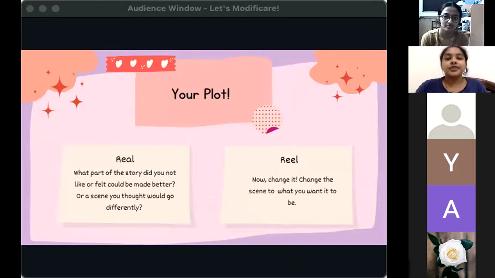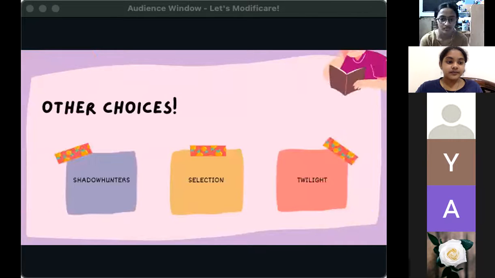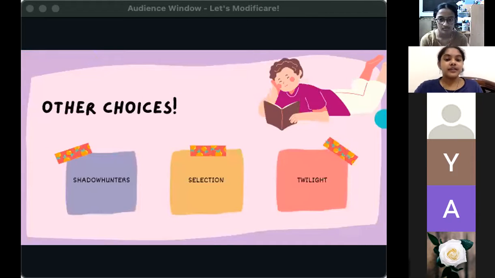What you're supposed to do is change the scene to what you want it to be. In case you would like to choose a different book than the one you mentioned in the registration form, we have three other choices, and they are right here. You can choose any book from these three series: Shadowhunters, Selection, or Twilight. For Shadowhunters, there are many series such as The Mortal Instruments, Dark Artifices, Infernal Devices, and The Last Hours. You can choose any book from any series, but it should be from Shadowhunters, Selection, or Twilight.